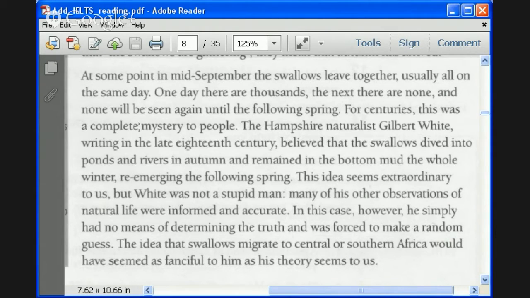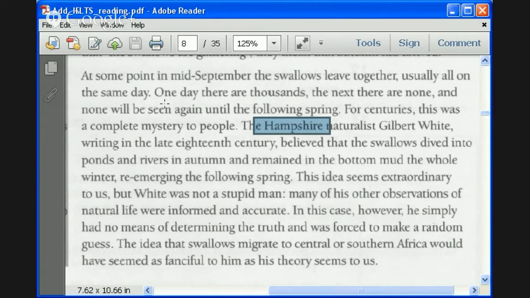What I see, yes. In mid-September, some kind of name, Gilbert White, Hampshire. Rain immersion. The whole winter. Africa. Okay, you're picking out the big words. It's good to note these. Sometimes these come up in the questions. The capital letter words, people and places, things with capital letters often come up.